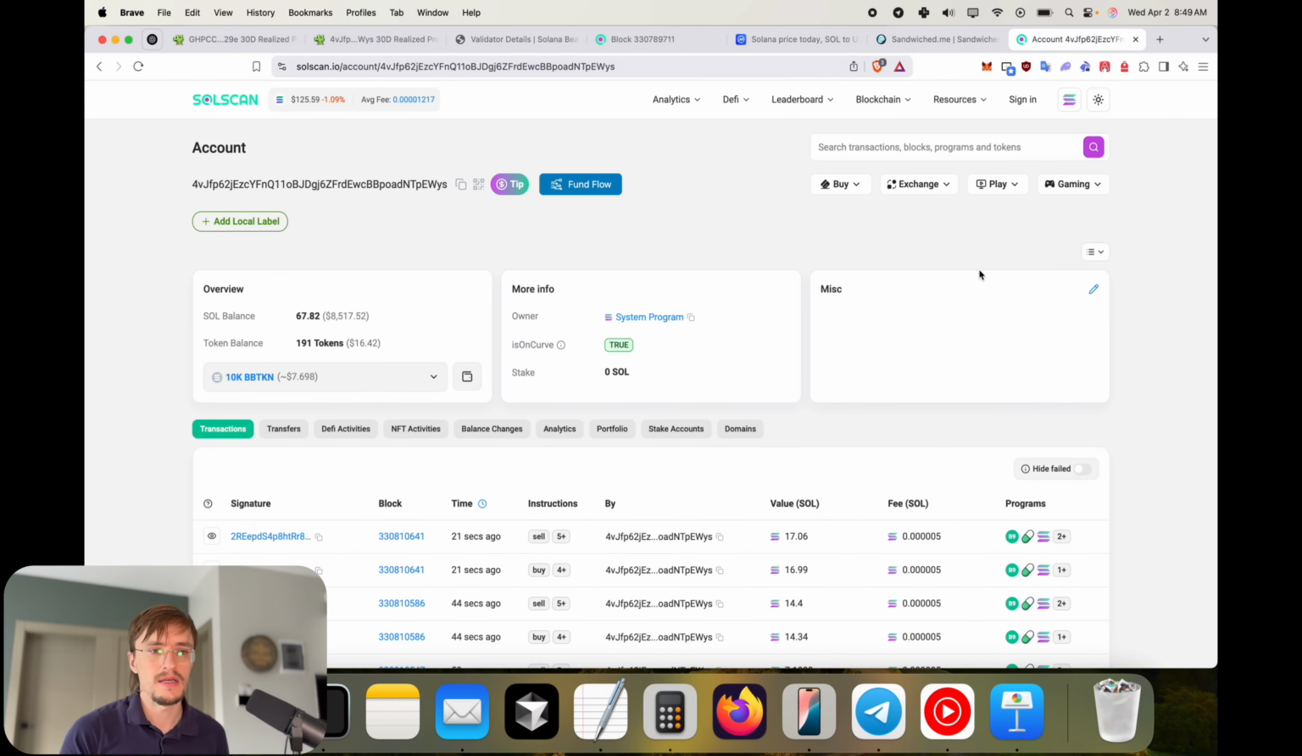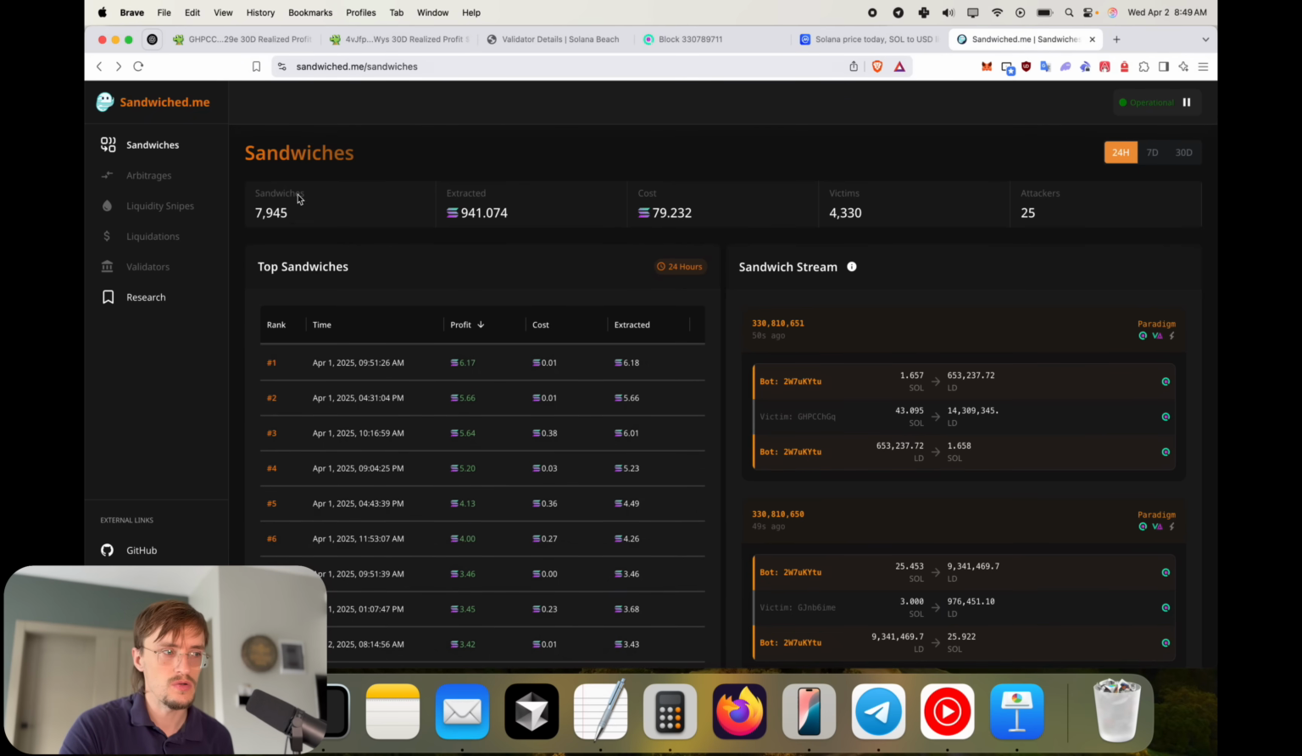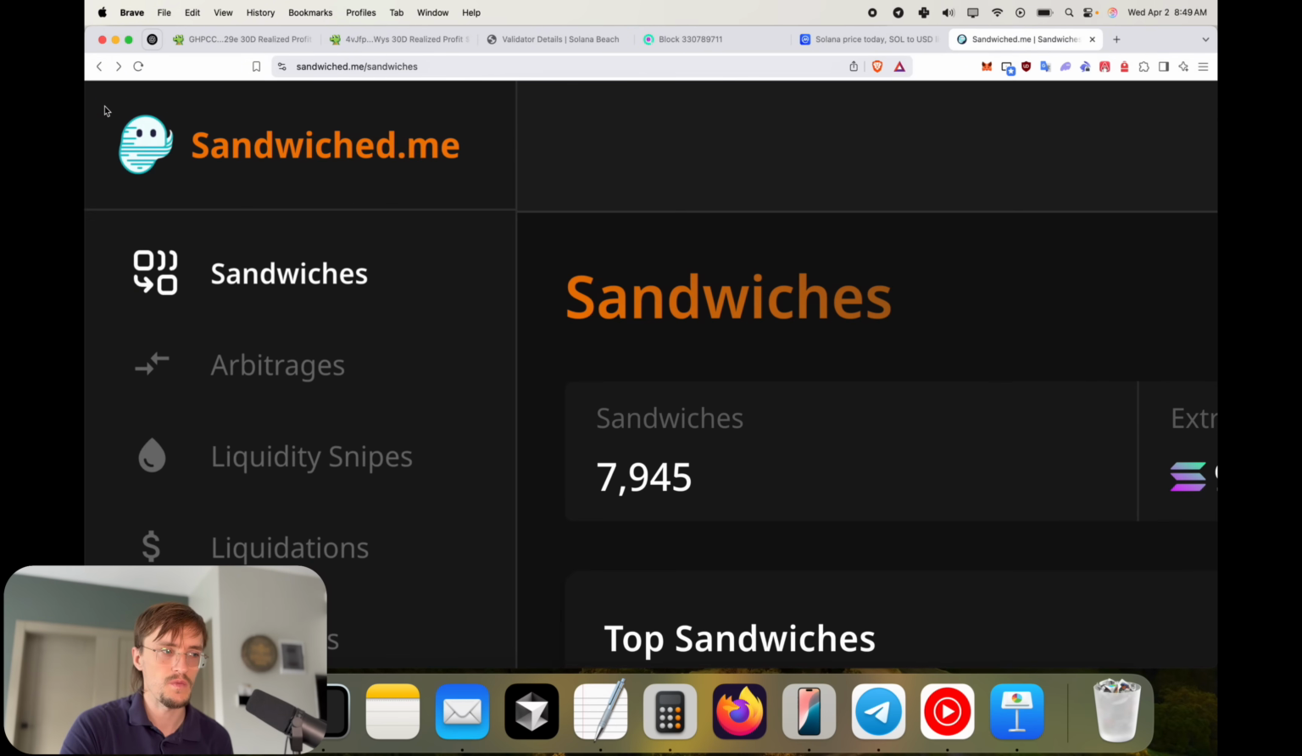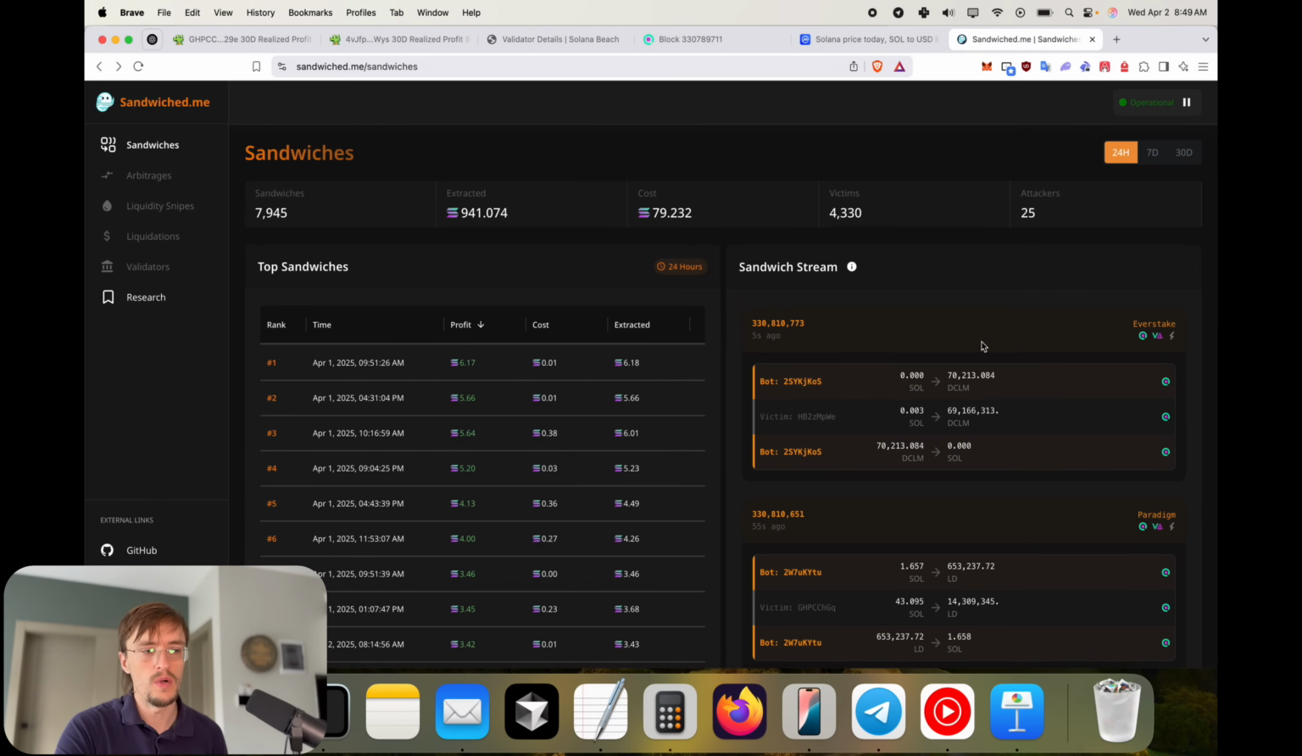In any case, the idea is that you use this tool to analyze sandwich bots and determine, okay, who is making those swaps and how are they making it possible, how they're getting those bundles. That's how you learn. You simply analyze and you figure out, okay, this is how they operate.